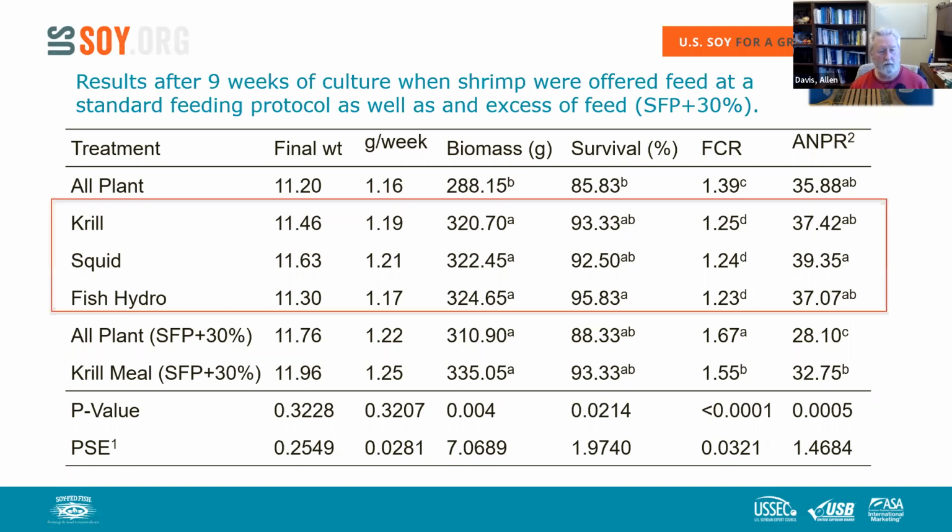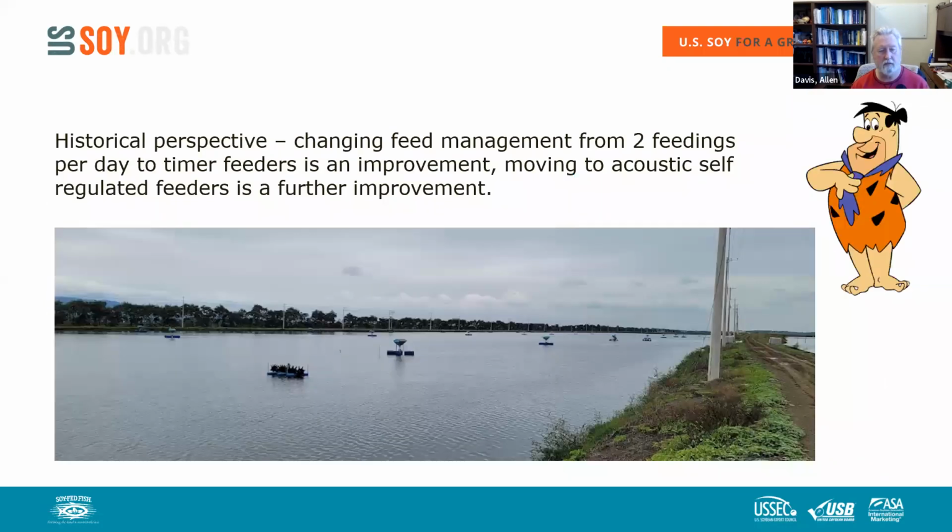But what we can conclude is that we did see a slightly higher biomass, or significantly higher biomass, for the krill, the squid, and the fish hydrolysate. And this corresponds back to our data in our ponds. And so I think we're validating that, even though the pond data is not as clean as we would like to.